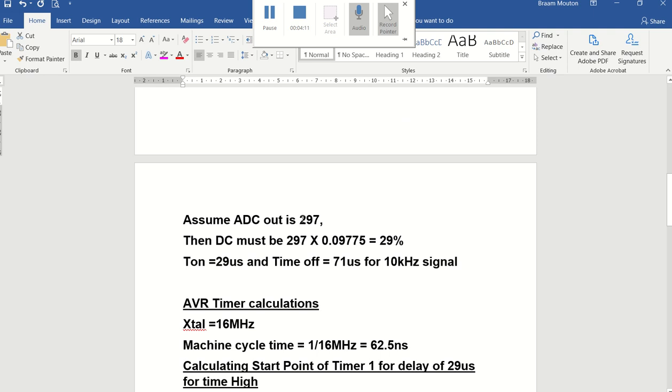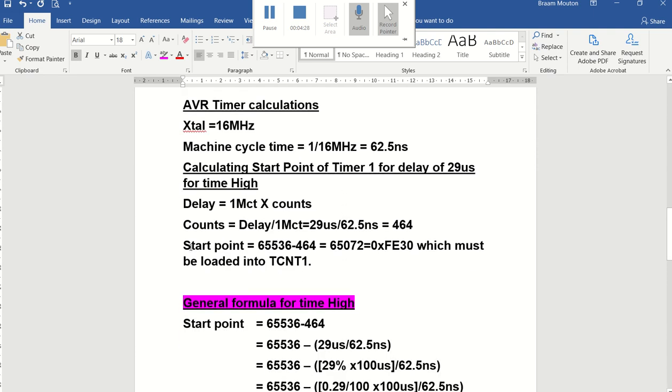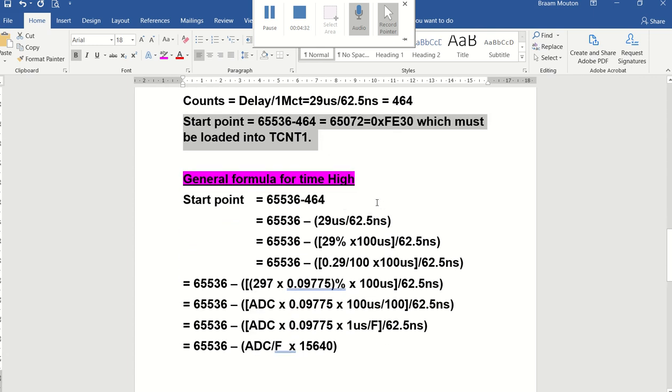And I assume that the ADC output is 297, just like before, which means your duty cycle is 29%, which means your time on must be 29 microseconds and the time off must be 71 microseconds. That is for a 10 kilohertz signal. So if we go to the formula now, this was exactly the same as previously.